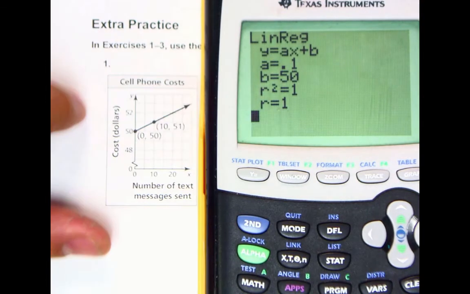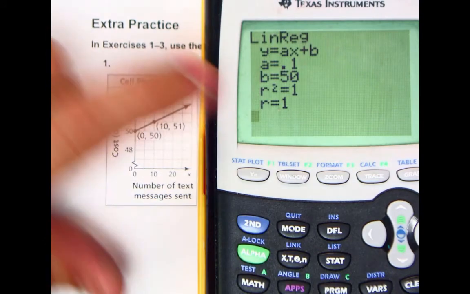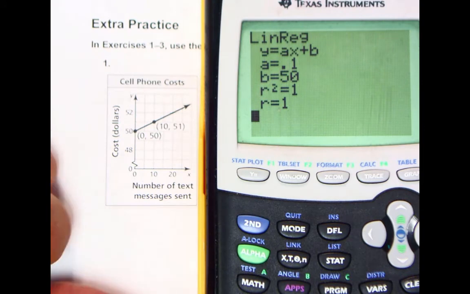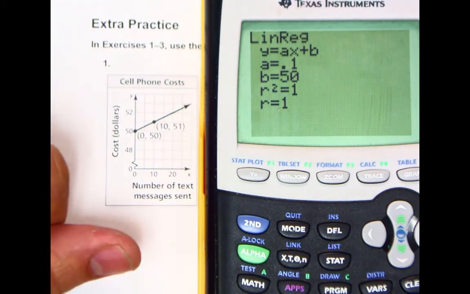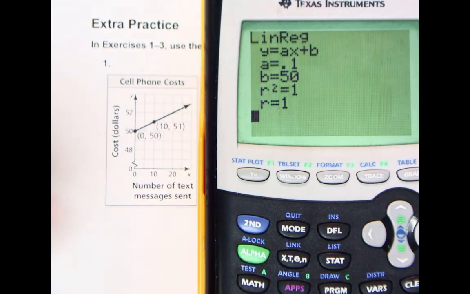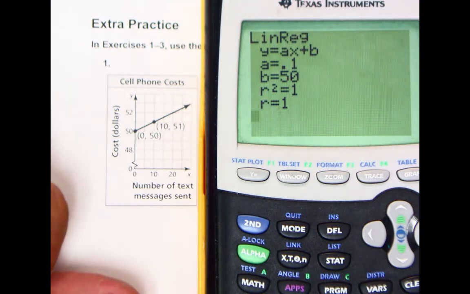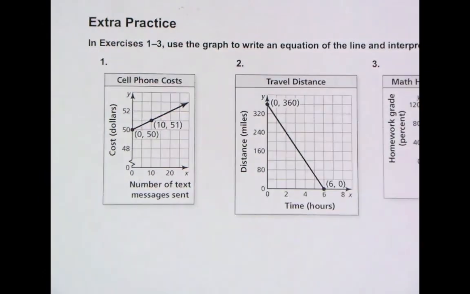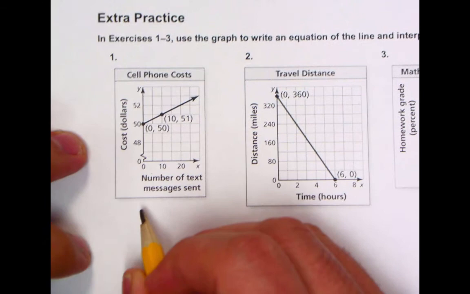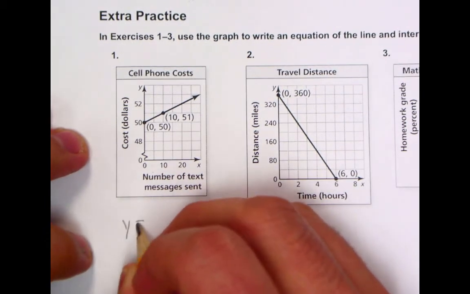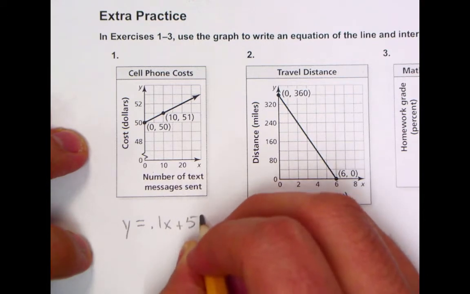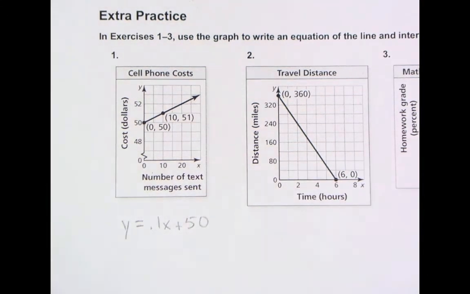But since we can clearly see that this is a line, we're going to be using linear regression. And for that matter, this unit's all about lines, so we're going to be using linear regression. But in the future, you'll have to figure out which one's which or which one's better. So there's our line. So I'm going to remove the graphing calculator now. And down here, our line is y equals 0.1x plus 50. And that's it. That's the equation of the line.